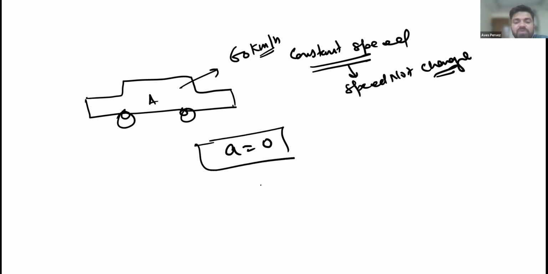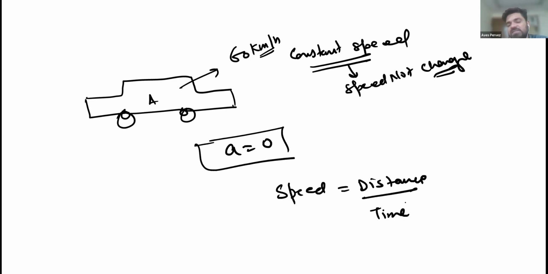And for non-accelerated motion, we use the simple formula for calculation, and that is speed is equal to distance upon time, which you have been studying since 6th, 7th standard. Okay, you have studied speed is equal to distance upon time. Understood? This formula you have been studying since childhood, in the previous classes.